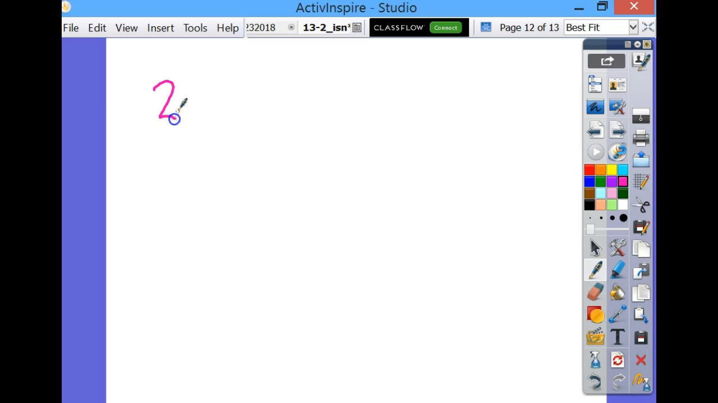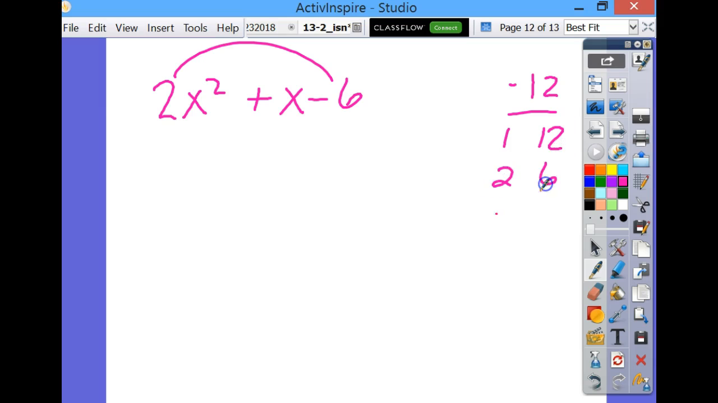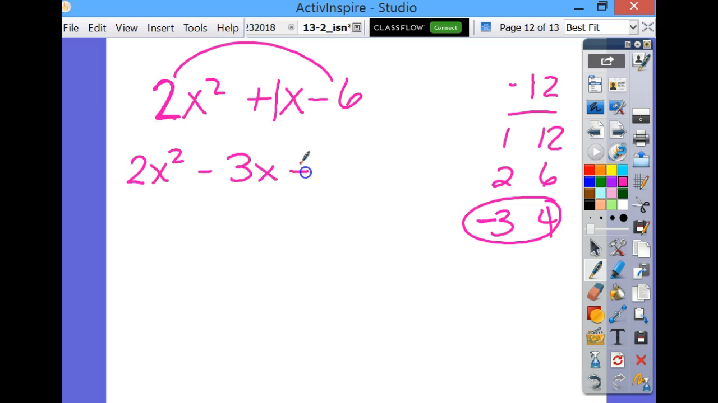Okay, another hard one. 2x squared plus x minus 6. Multiply the first number times the last number, and you need the factors of 12. I need the factors of 12 that add up to 1. If the signs are like this, can I do the shortcut? Can't do the shortcut because this is a 2, not a 1. So we have to do 2x squared minus 3x plus 4x minus 6. I'm replacing the 1x with those two terms so that I can factor by grouping.